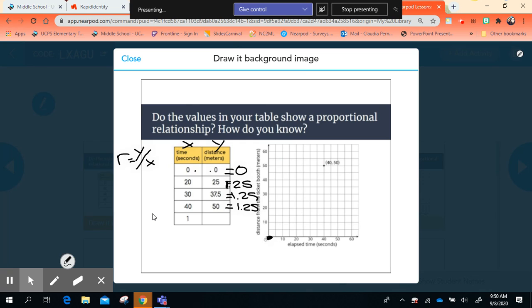Okay, so is our unit rate the same all the way down? Yes or no? Use your words. Yes, it is. It's the same all the way down. The 0 and 0 don't count towards our unit rate. So our unit rate is 1.25. Yes. We have a proportional relationship.